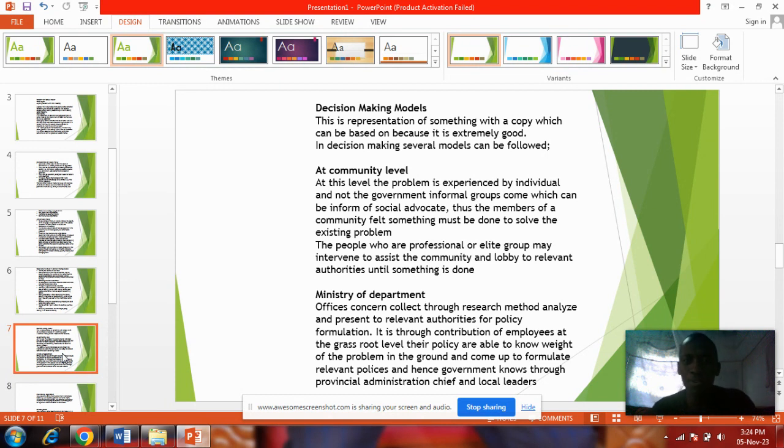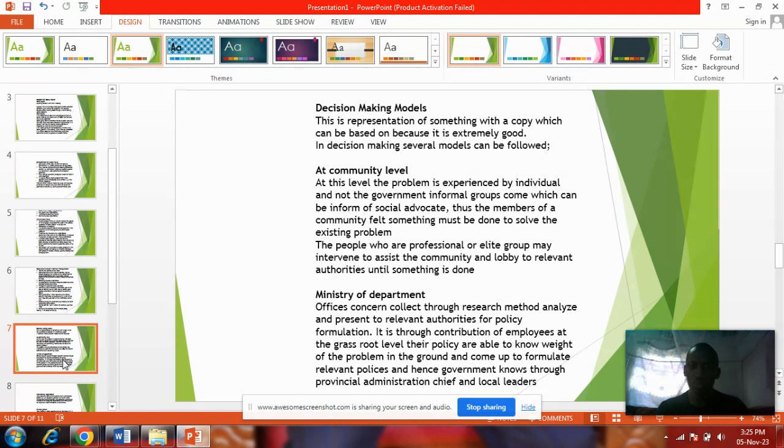At this level, the problem is experienced by individuals and not the government. Informal groups, which can be in the form of social advocates. Thus, the members of the community feel something must be done to solve the existing problems. The people who are professional or elite groups may intervene to assist the community and lobby the relevant authorities until something is done. Then the Ministry or Department officers concerned collect data using research methods, analyze and present it to the relevant authorities for policy formulation.